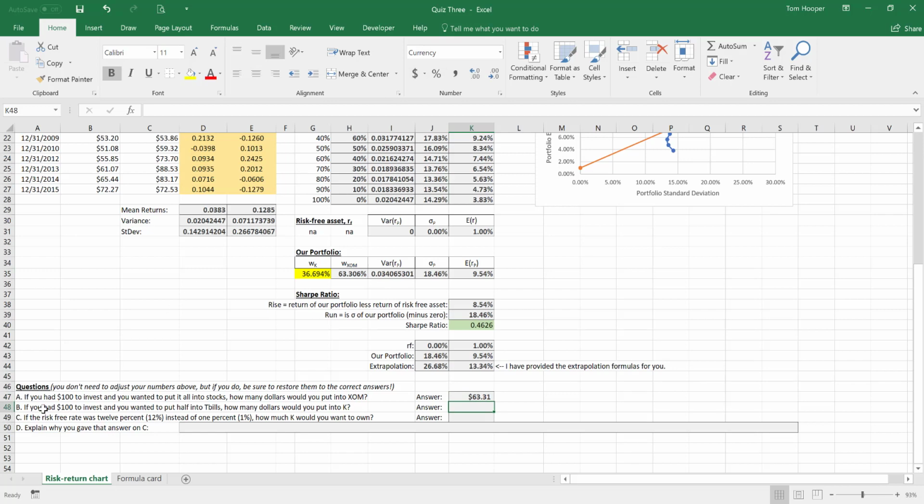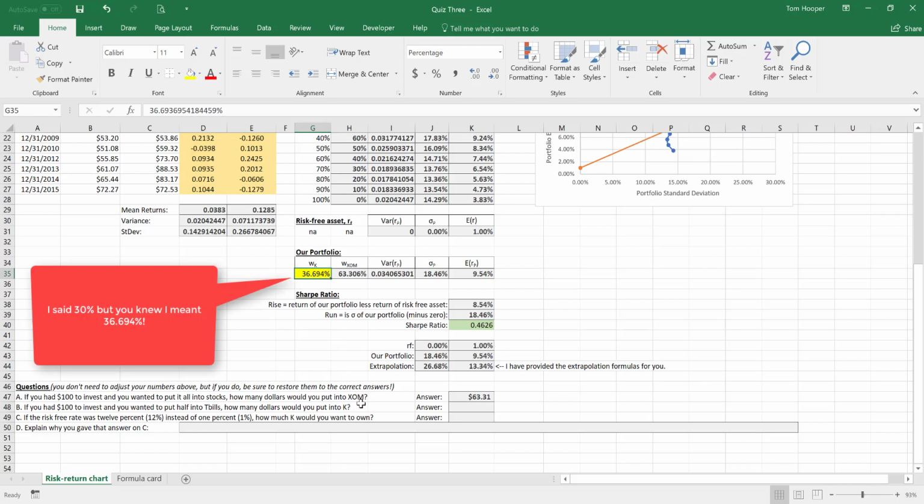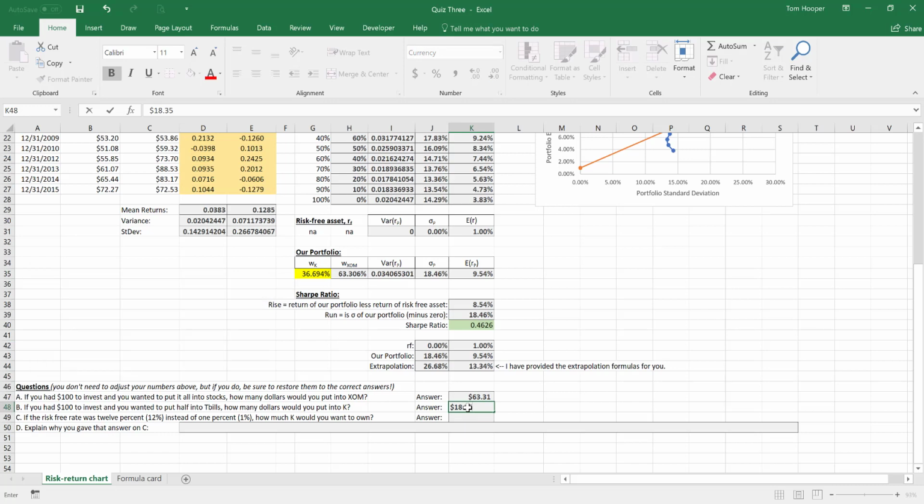Now, if we first put half of that $100 into Treasury bills, that would leave $50 remaining for equities. 30% of our equities goes into Kellogg. Therefore, $18 and about 35 cents goes into Kellogg.